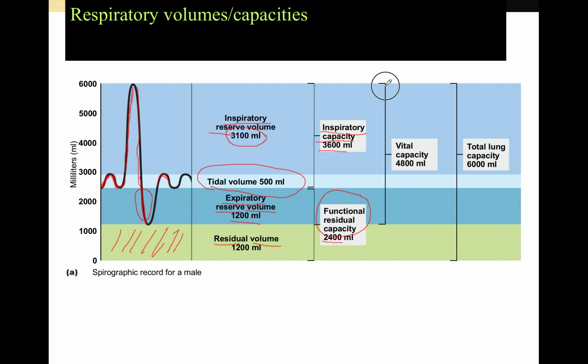All of the air that you can move in and out of your lung, which is IRV, tidal volume, and expiratory reserve volume, is referred to as the vital capacity. That's about 4,800 milliliters. Total lung capacity is all of the air that is inside the lungs that can be gained or lost through expiration and inhalation. The total lung capacity is about 6,000 milliliters or 6 liters for a healthy adult male.